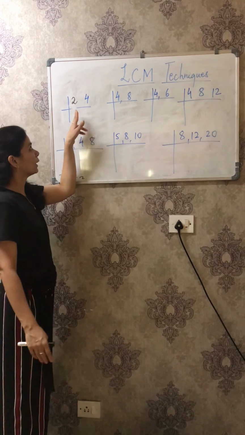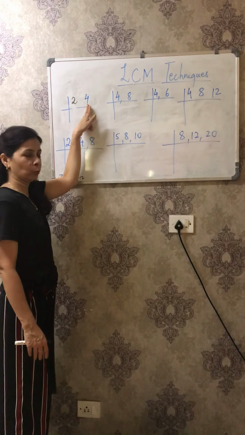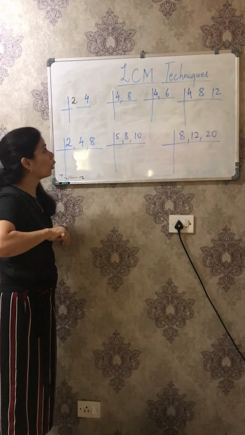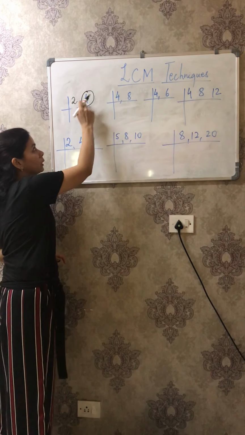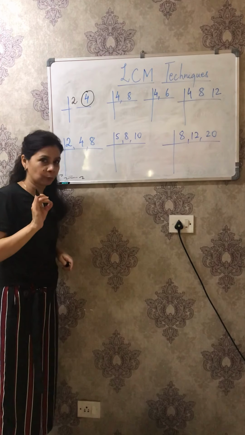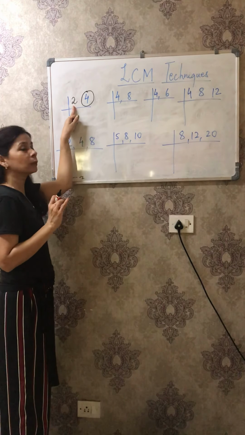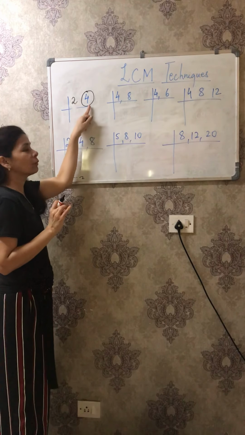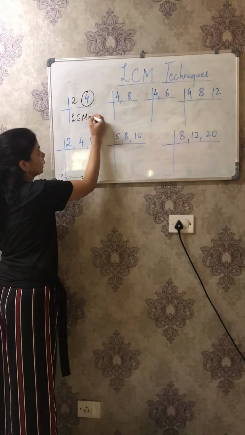Let me tell you, few sums are very easy, so you don't have to put much effort there. Like the first question is, you have to find out the LCM of 2 and 4. While finding out the LCM, always go to the bigger number first. The bigger number among 2 and 4 is 4. So go to the bigger number and see whether it is divisible by the other number or not. Yes, 2 2s are 4, it is divisible. So your LCM will be 4 here.